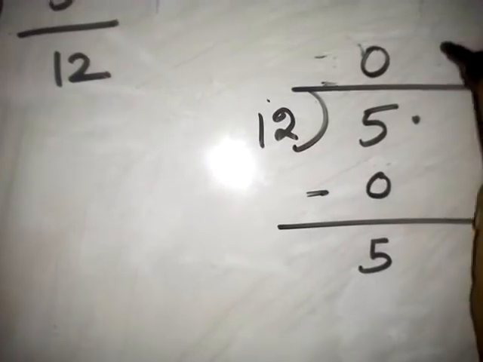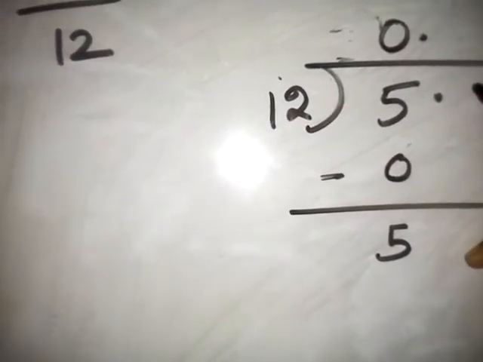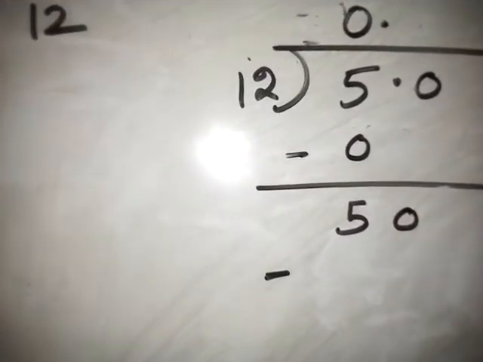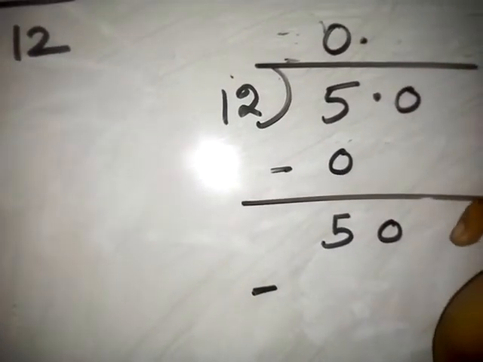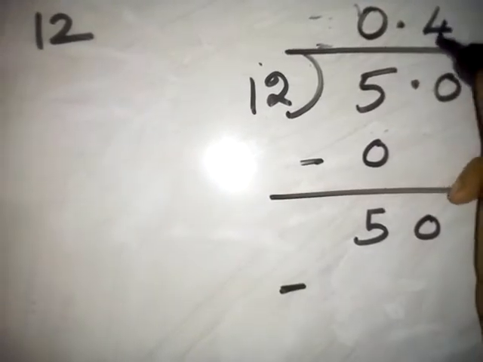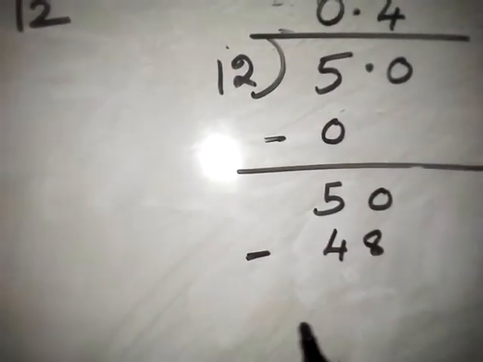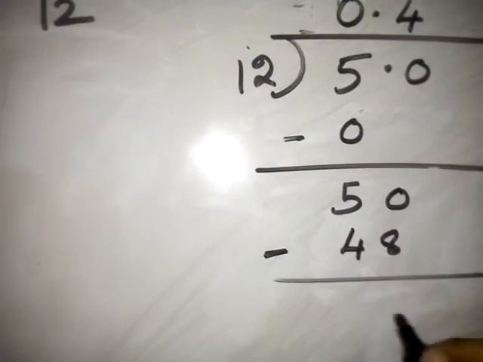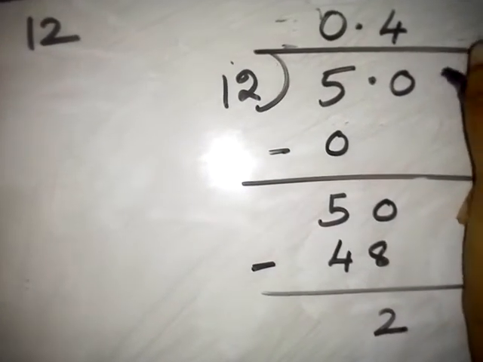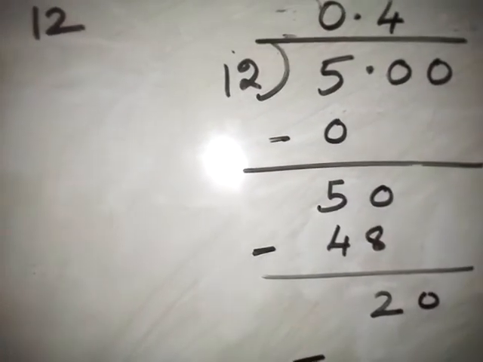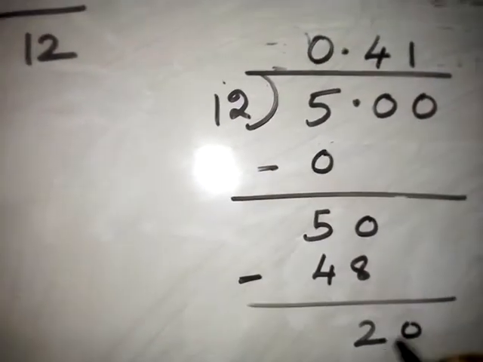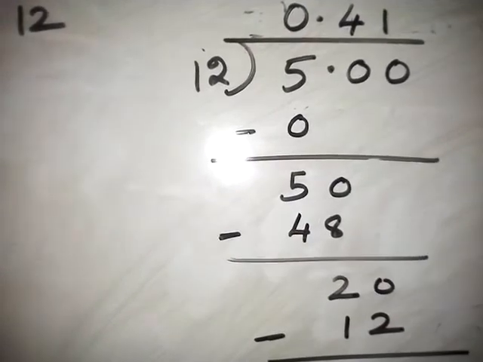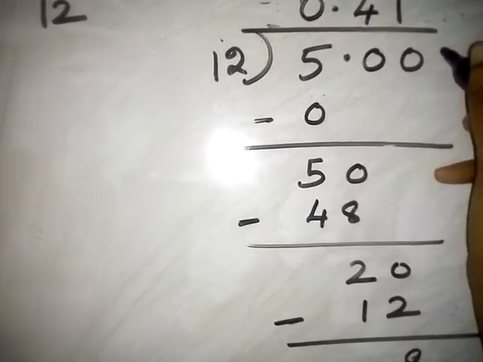Now take 0. Say the 12 table in mind. The last number which is coming smaller, see that. 12 4s are 48 is the last smaller number, because 12 5s are 60, and 60 is greater than 50. 50 minus 48, 2. 0, take. 12 ones are 12. 20 minus 12, 8. Again take 0.